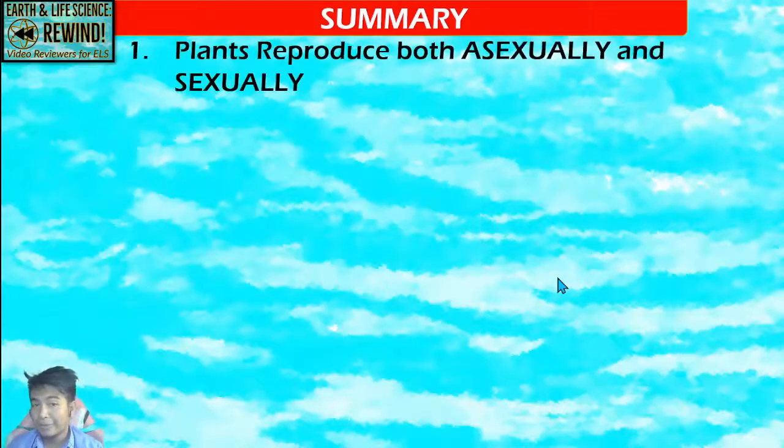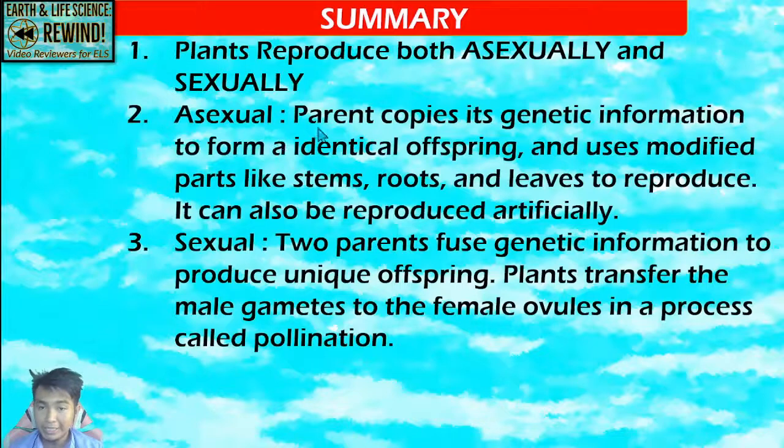To summarize our lesson, plants reproduce both asexually and sexually. Asexual means the parent copies its genetic information to form identical offspring. Stems, roots, and leaves are used to reproduce. It can also be reproduced artificially. Sexual reproduction means two parents fuse genetic information, the gametes, to produce unique offspring. Plants transfer the male gametes to the female ovules in a process called pollination and fertilization.